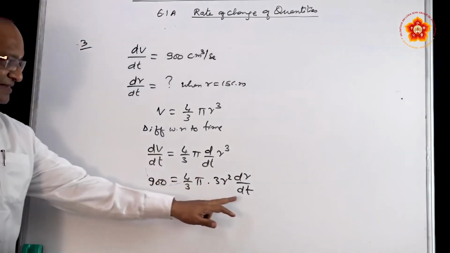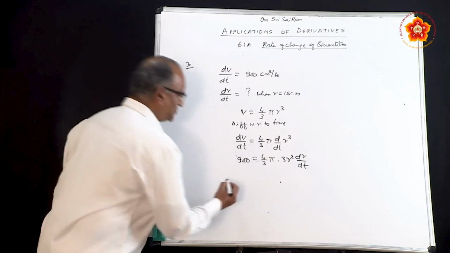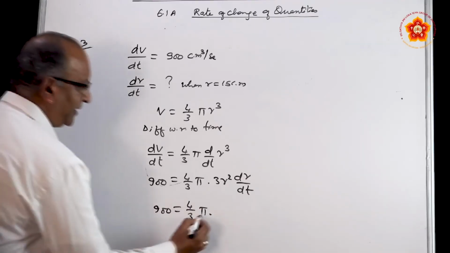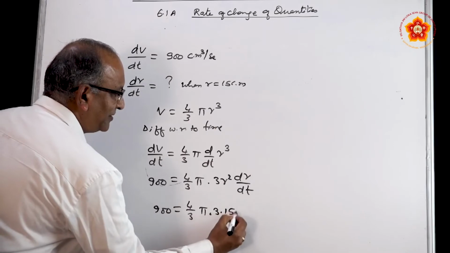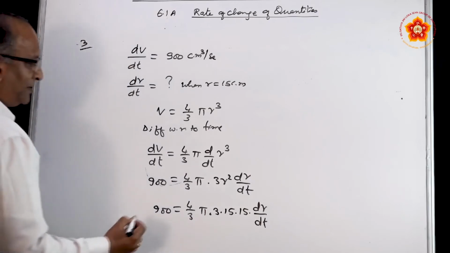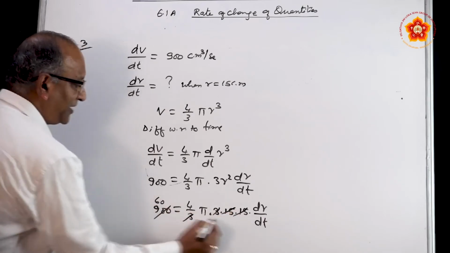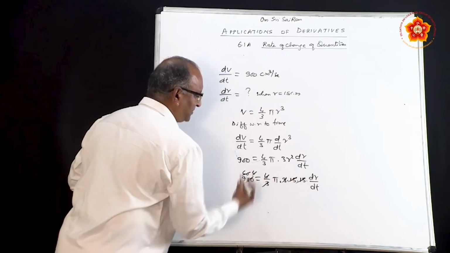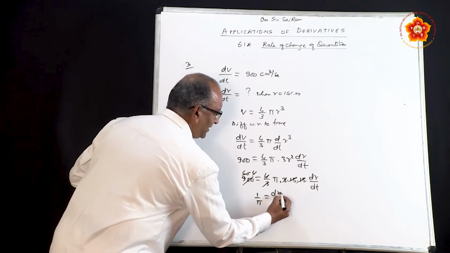He says find this dr/dt when radius is 15. So substitute r equal to 15, so it will become 900 equal to 4/3 pi into 3 into r square. r is 15, so into 15 into 15 into dr/dt. Simplify, this 3 and 3 cancel, 15 60s are 900, 15 4s are 60, 4 and 4 get cancelled, nothing is left except pi. So that pi you bring to this side, it will become 1/pi is equal to dr/dt.